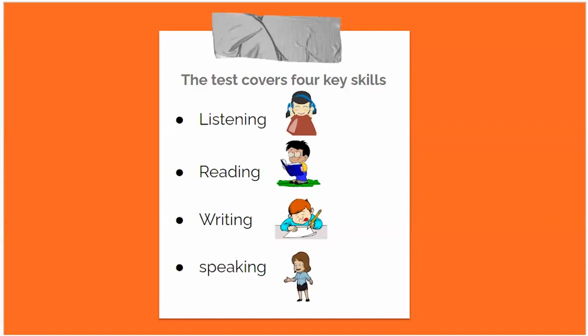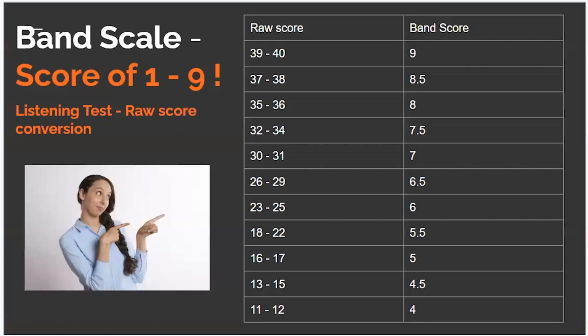This test covers four key skills. What are they? They are listening, reading, writing, and speaking. So these are the four main modules that the test covers. Let's go through it one by one. Also, we should know the band scale or the score for each of them.